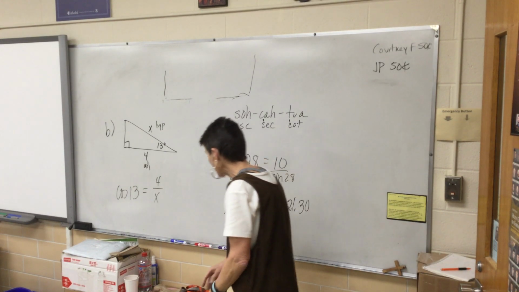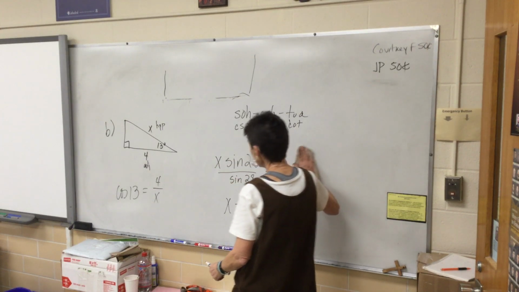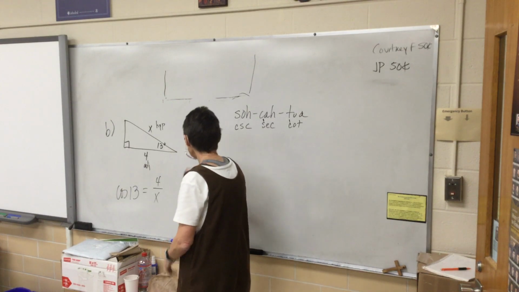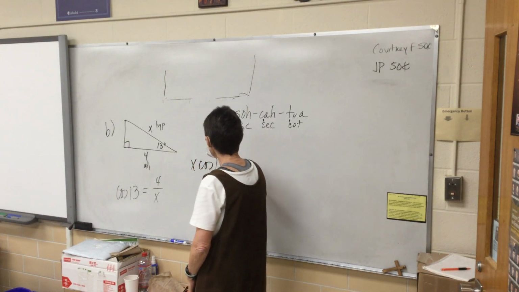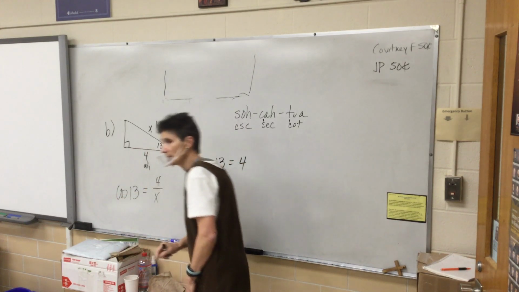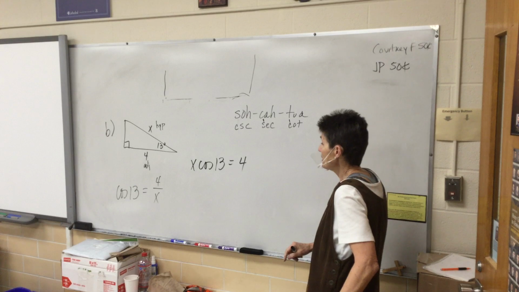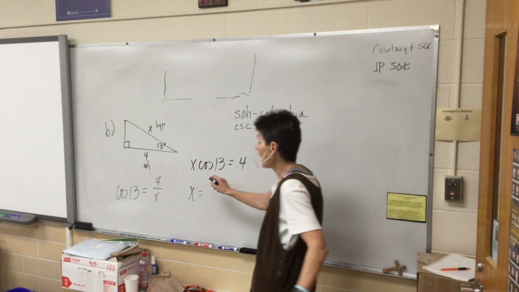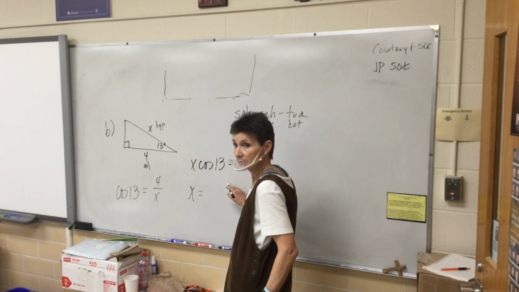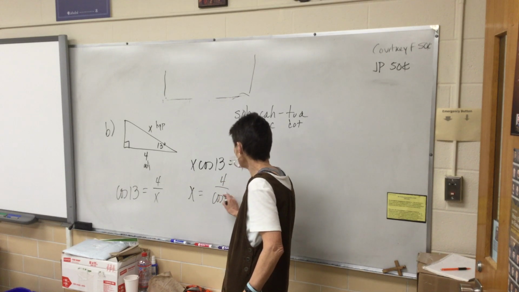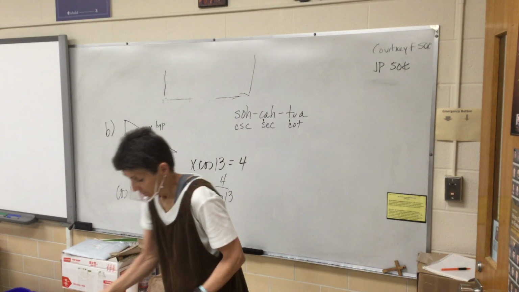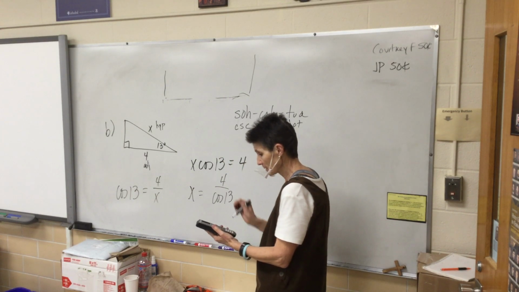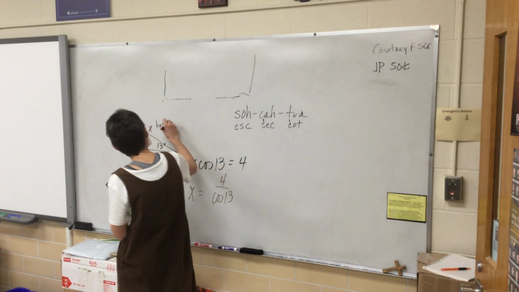So now what do I do? It's just like the last one. How do I solve that? Multiply by x, thank you. So x cosine 13 equals 4. Just multiply the x over to here. And then your job is to say x equals. So we're going to have to divide by cosine 13. So we'll have 4 divided by cosine 13. Well, we have all those buttons, so we'll just press them. 4 divided by cosine 13. And did you get 4.105 for your hypotenuse?